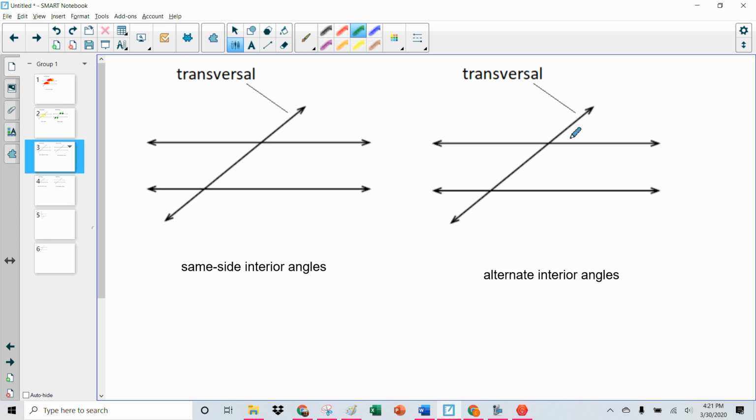We can break this down further. We have what are called same-side interior angles. Same-side interior angles are interior angles that are on the same side of the transversal. So the two angles marked in green are same-side interior angles. Alternate interior angles would be angles that are also inside, but they are on opposite sides of the transversal.